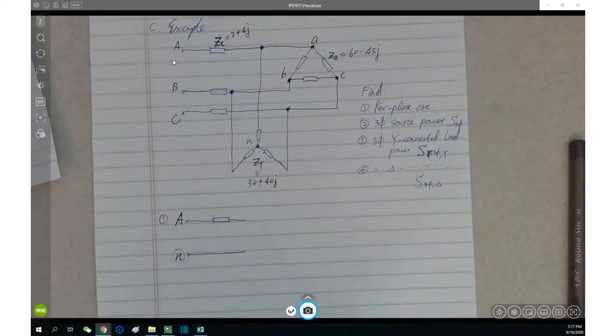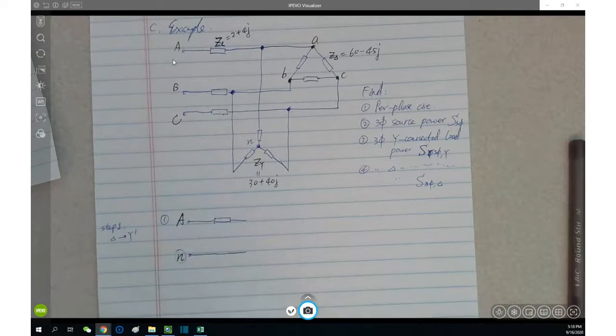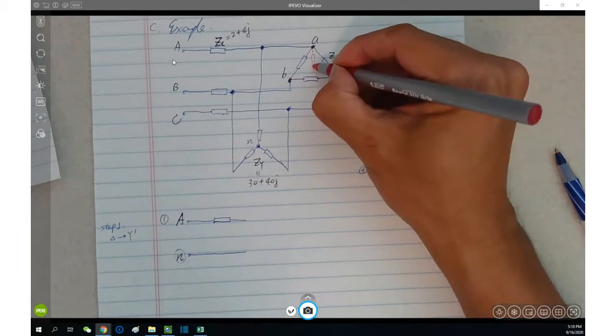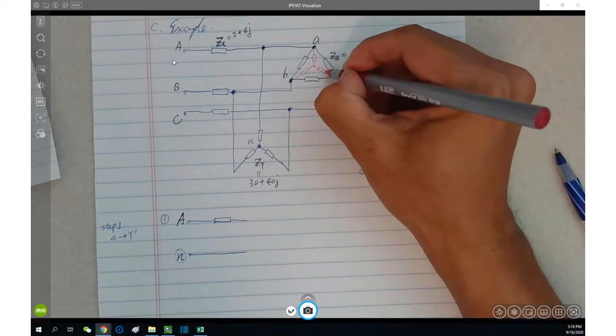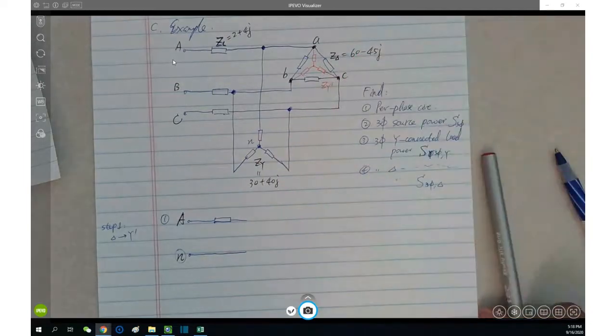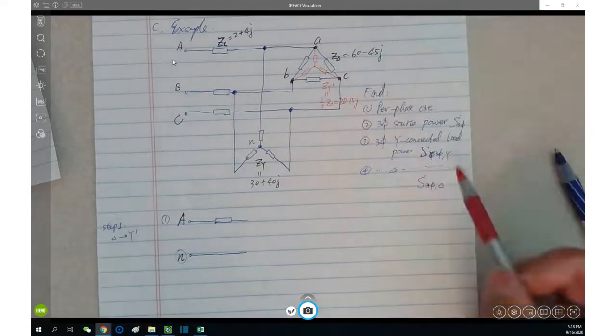Also we need to think of the delta load. Step one, the delta load needs to be converted to Y load. I'm writing some tips here. You don't have to follow exactly, but it's a suggestion. You are converting the delta to Y prime. If you convert the delta to Y prime, what is the resulting connection? It becomes Y. However, once again, to differentiate from the original Y, we call it ZY prime. Remember, they're different. Obviously, ZY prime equals what? One third of Z delta, therefore 20 minus 15J, right? So this is the first step.